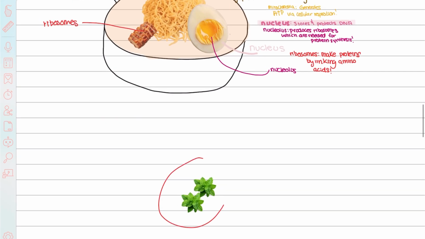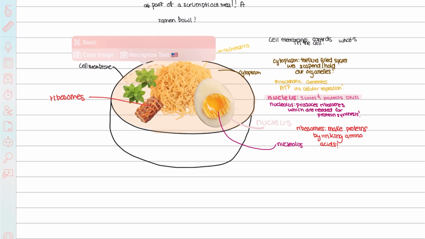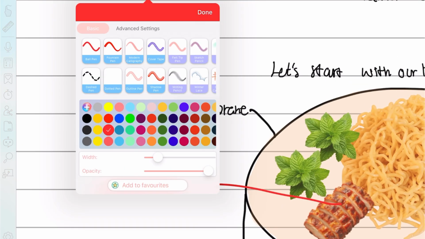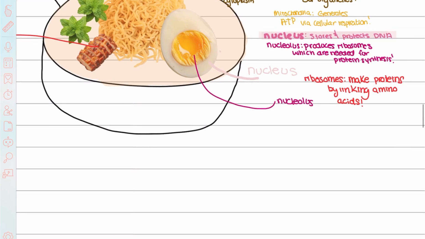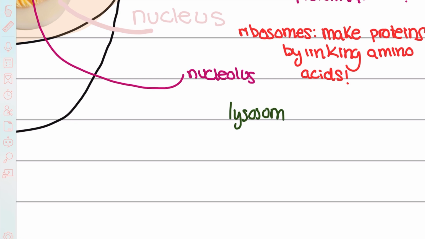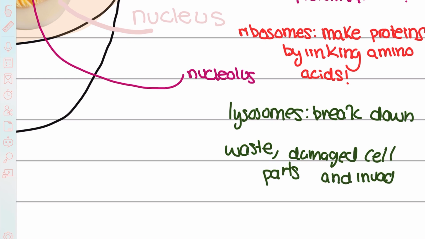Some people like to add mint to their ramen bowl, so let's use that. Most people understand that mint is what keeps things fresh, what cleans things up, at least in the mouth. But here in the cell, let's imagine mint as something called a lysosome. We're imagining mint as lysosomes because lysosomes break down waste, damaged cell parts, and invading bacteria.